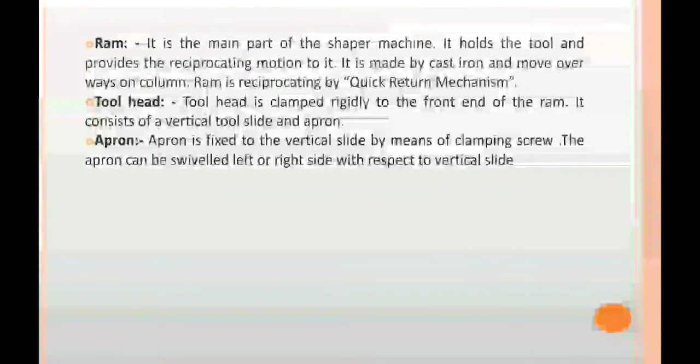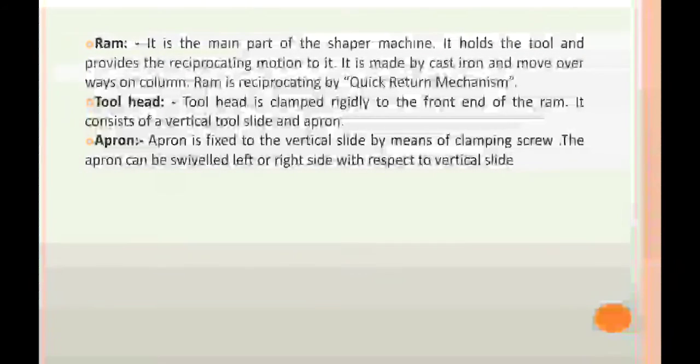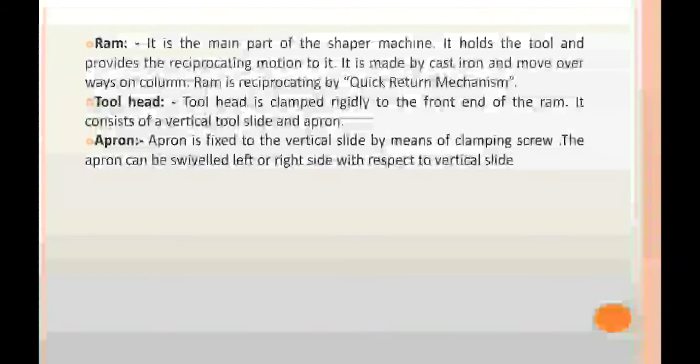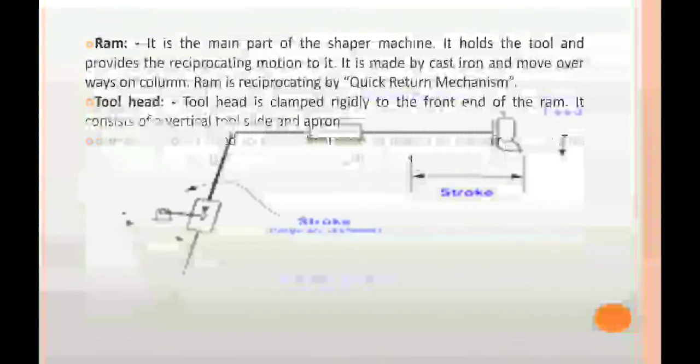Ram. Ram is a main part of a shaper machine. It holds the tool and provides the reciprocating motion to it. It is made up of cast iron and moves over a way on column. Ram is reciprocated by quick return mechanism. Toolhead. Toolhead is clamped rigidly onto the front end of the ram. It consists of vertical tool slide and apron. Apron is affixed to the vertical slide by means of clamping screw. The apron can be swiveled left or right side with respect to the vertical slide.